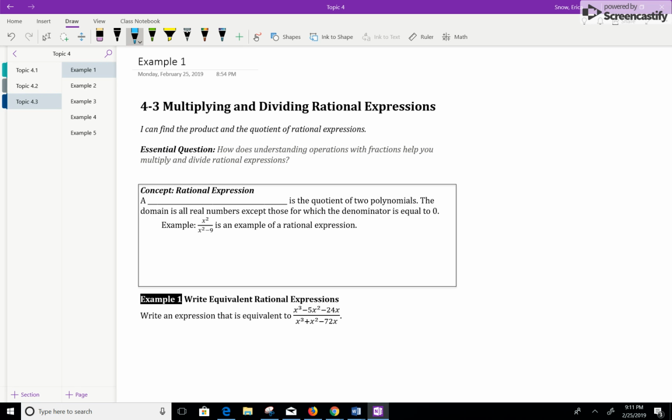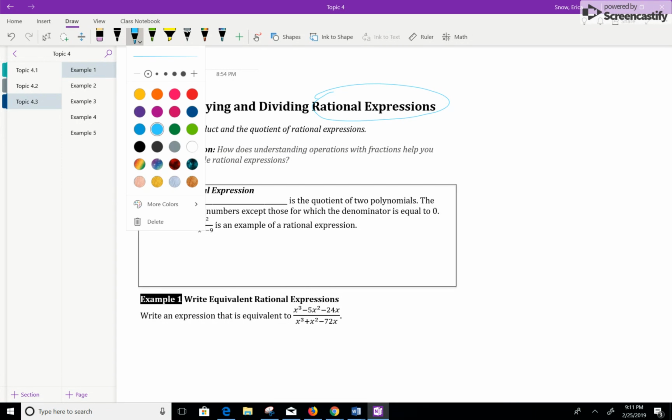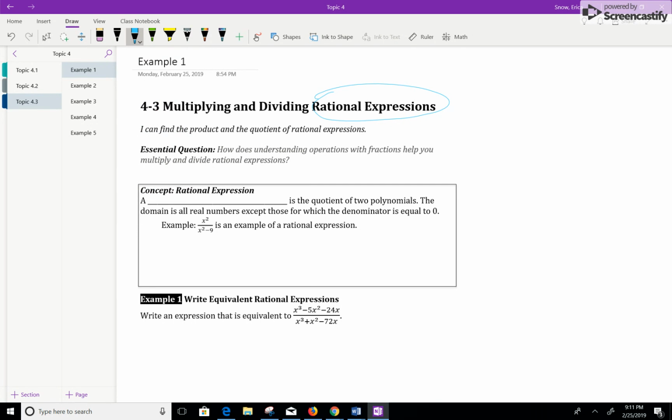Hello, we are here for more of 4-3. You've had your little review of how to multiply and divide fractions. So now we are going to apply that to rational expressions. And so our first thing is, what is a rational expression?